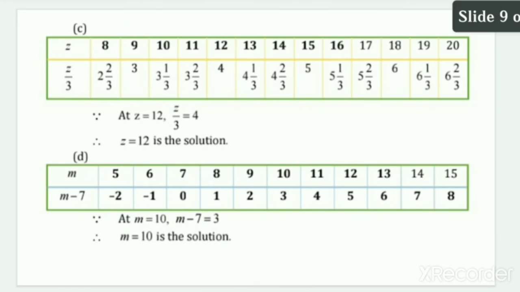Same way we will solve all the given parts. You have to check one by one, putting the value of m. Like for m we have 5 first of all, so 5 minus 7 will be minus 2. Then putting m is equal to 6, so 6 minus 7 is minus 1. Same way you have to solve it and check which value gives m minus 7 is equal to 3. So m is equal to 10 is the solution. It means both sides are equal. m is equal to 10 is the solution of the given equation.